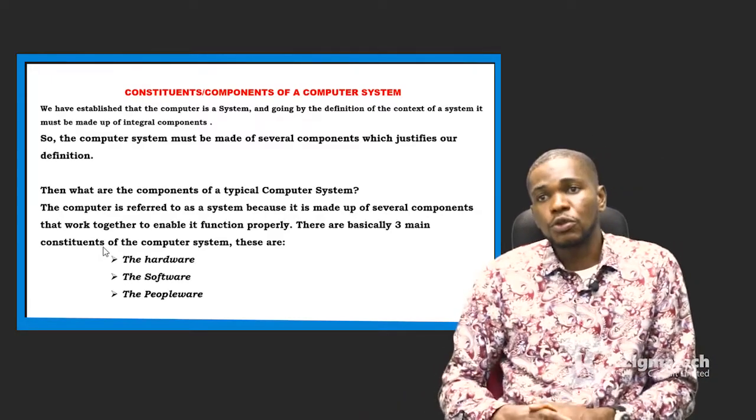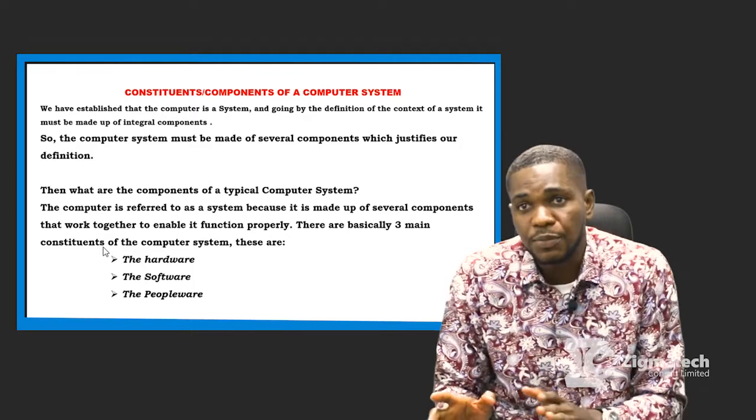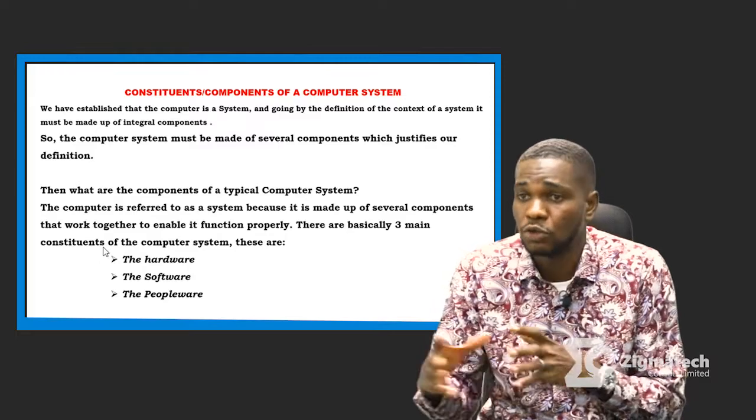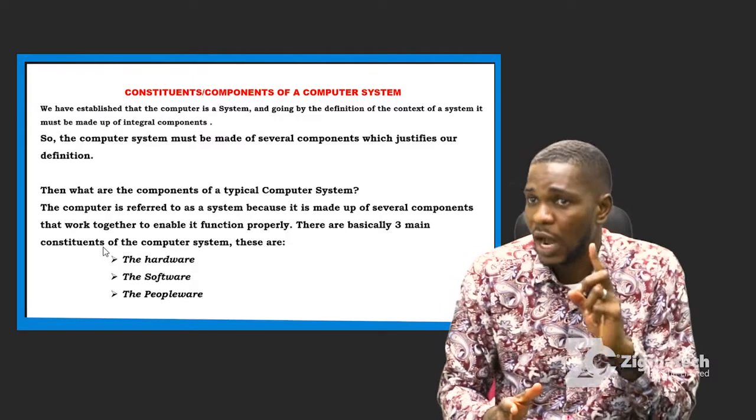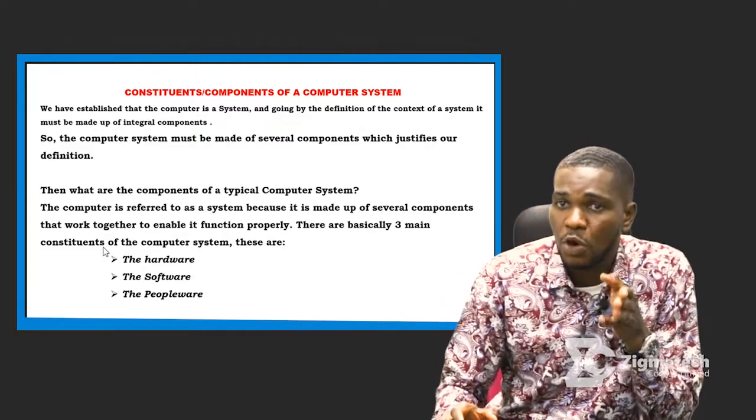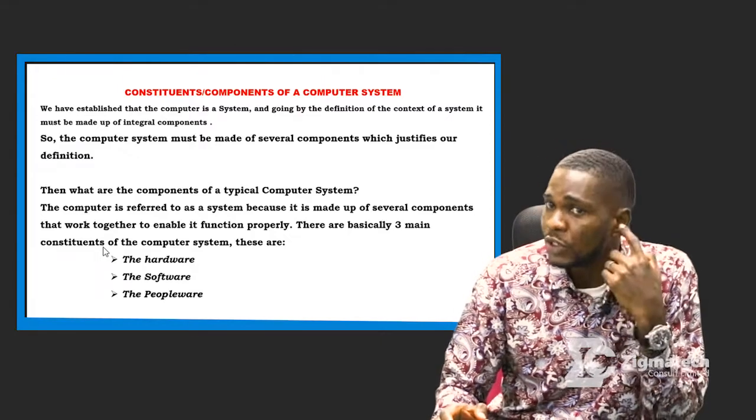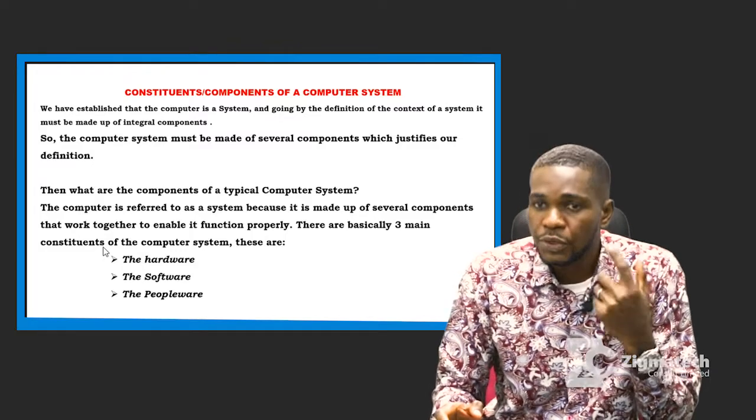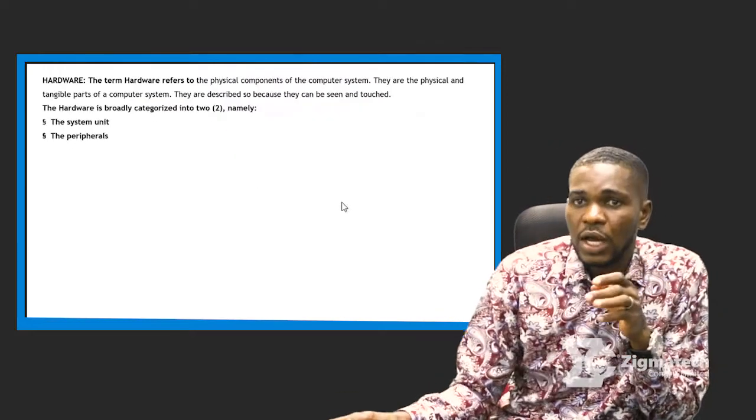Now, we look at the constituents or the components of a computer system. We have established that the computer is a system, which means that it is an integral component of different computing devices. The computer system cannot function on its own as a single unit. There are several components that make up this computer system. So what are the constituents of a typical computer system? First, we have the computer hardware, the computer software, and the peopleware component. We look at those things one after the other in the course of this learning.